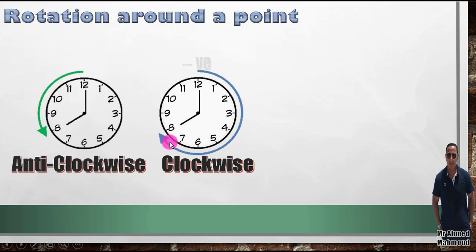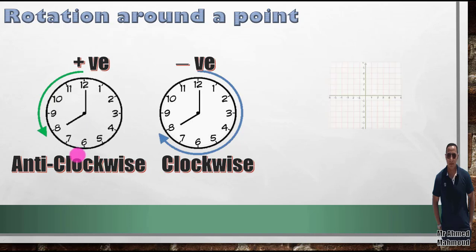Okay, the clockwise is the negative direction and the anti-clockwise is the positive direction. Why is the anti-clockwise the positive direction? Because this is the main direction. By looking to the earth, the rotation of the earth around the sun is anti-clockwise. Also, if you are going to run around a track, you are going to run anti-clockwise. So the anti-clockwise is the positive direction or the main direction of the rotation.